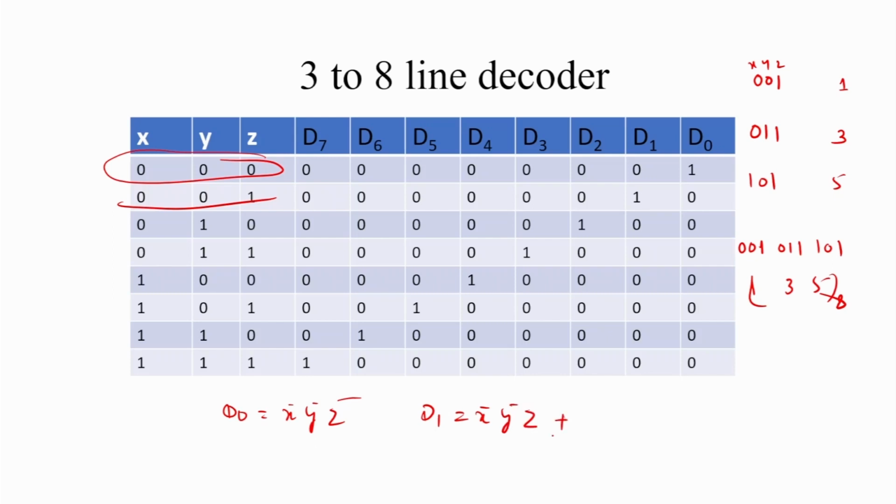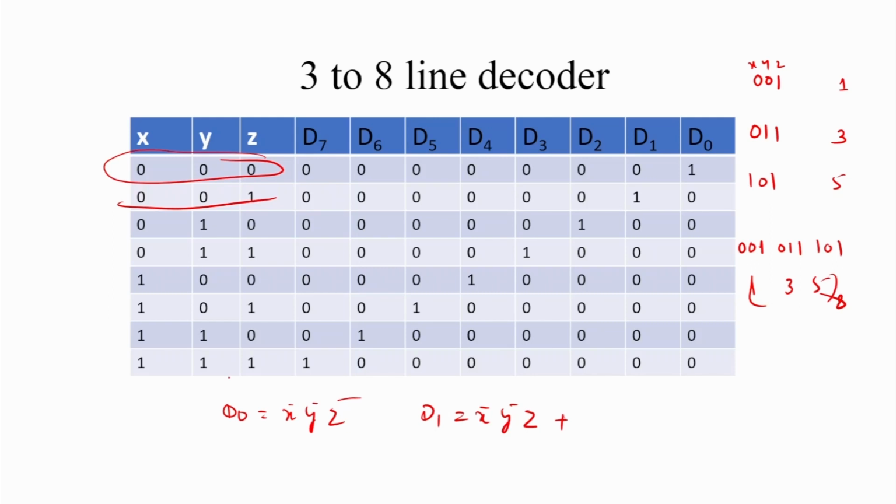Similarly, when the input is 0, 0, 0, D0 is 1 and the rest are 0. When it is 0, 0, 1, D1 is 1, the rest are 0. When it is 0, 1, 0, that represents a 2, so D2 is 1, the rest are 0. When it is 0, 1, 1, that represents a 3, so D3 is 1, and similarly 1, 1, 1 means D7 is 1 and the rest are 0. So we directly derive the outputs: D0 to D7 are represented by the corresponding min terms.